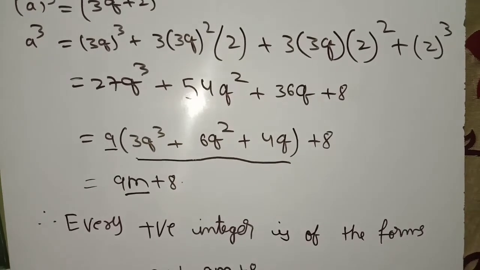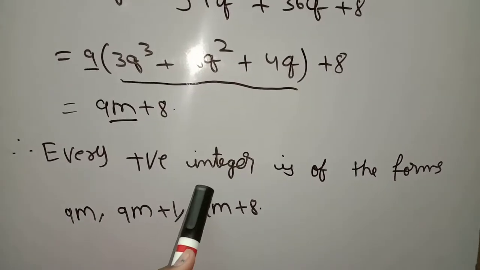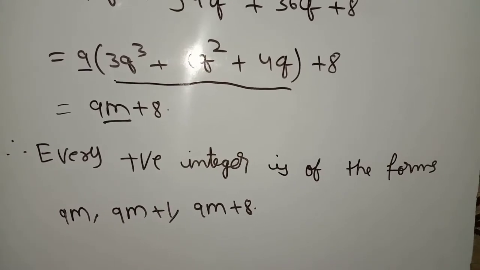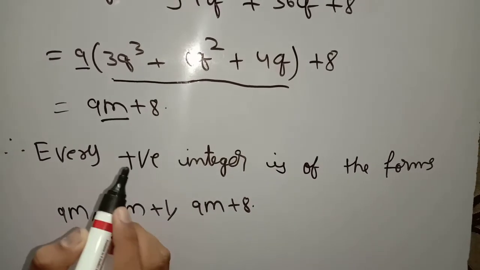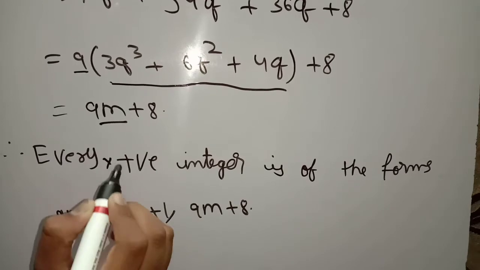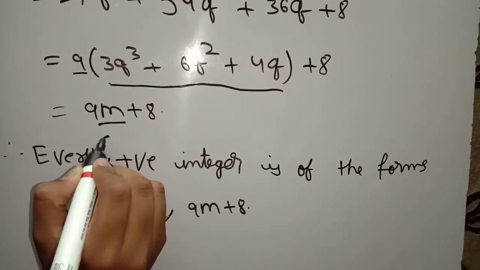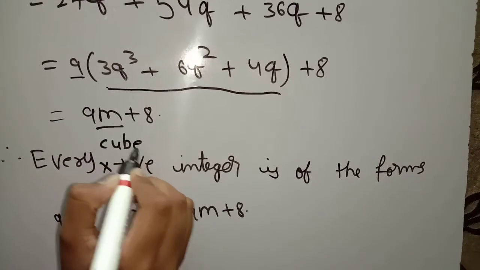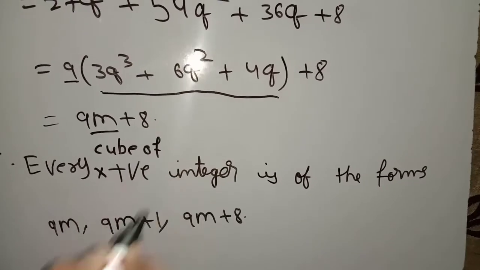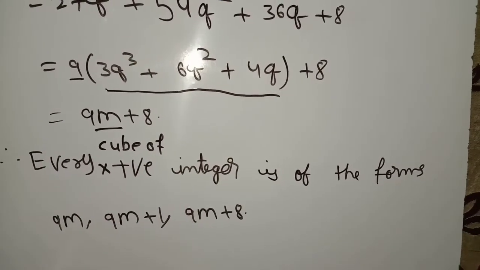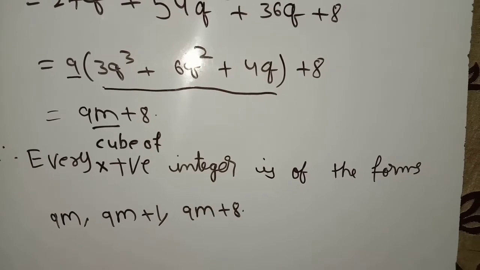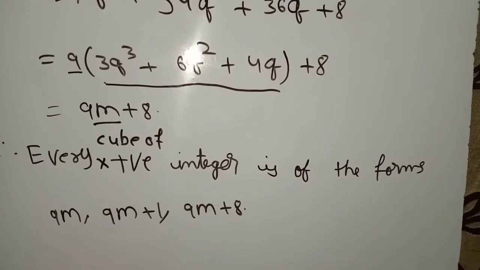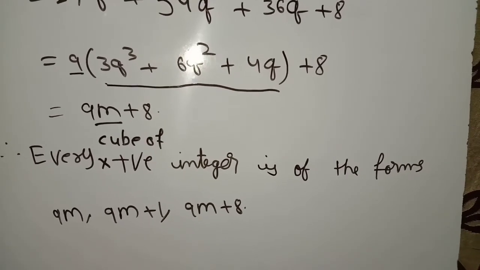So friends, therefore it is verified: a small mistake, every cube of positive integers is of the form 9m or 9m plus 1 or 9m plus 8.